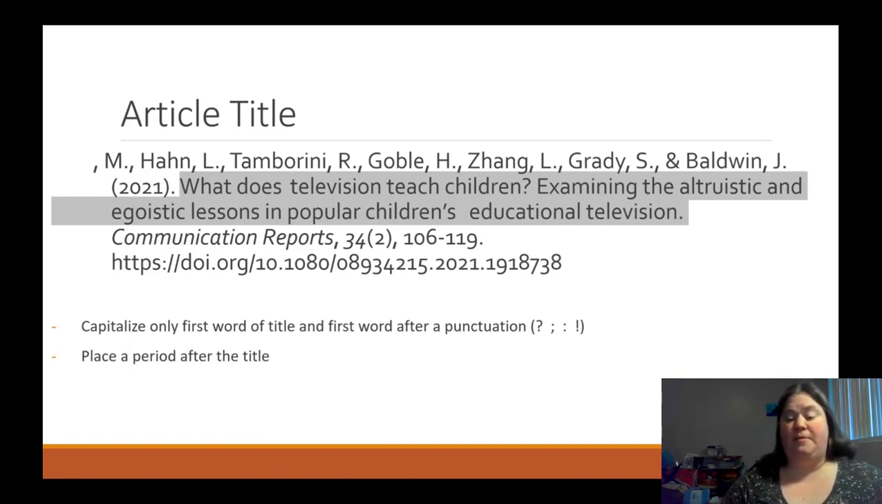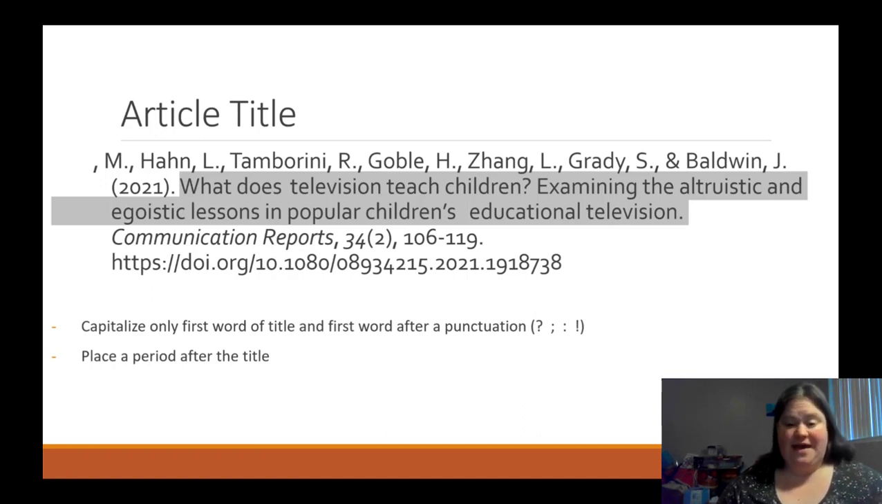So in a journal article, punctuation can include a comma, it can include exclamation point, a period, a semicolon, or colon. That is, if there is a punctuation such as that in the title, the word that follows it, in this case, examining, follows the question mark, is the only other word that gets capitalized. So do not capitalize every keyword in the title because that is incorrect.